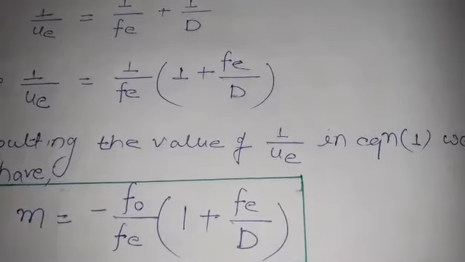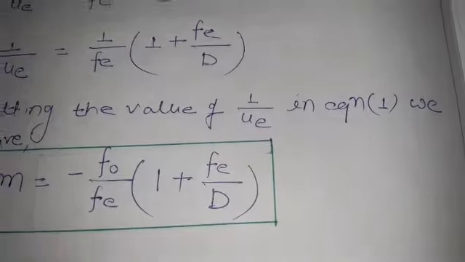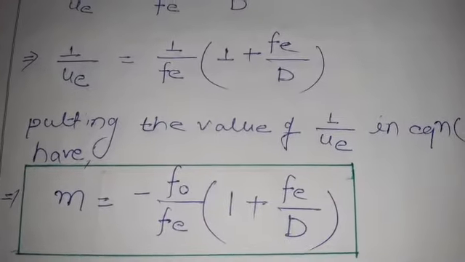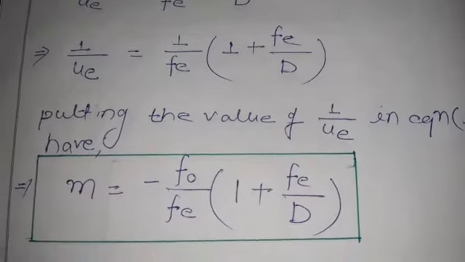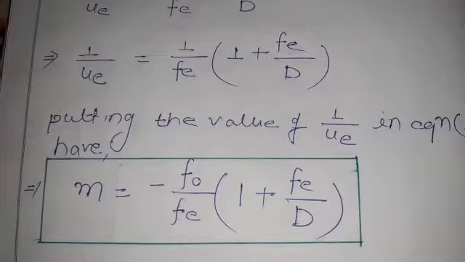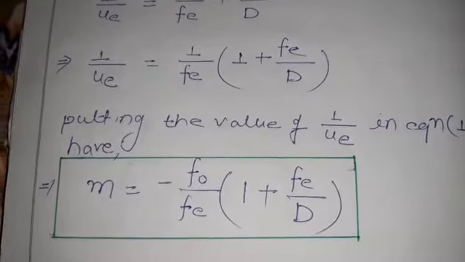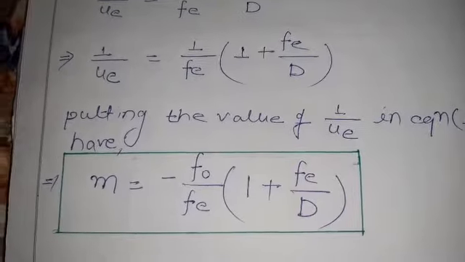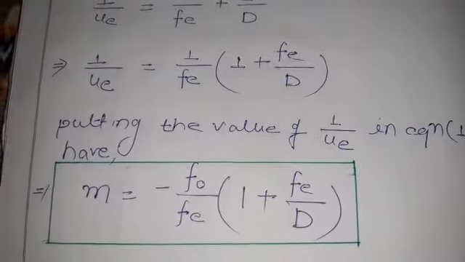Putting the value of this 1 upon ue in equation 1, we have m equals minus f naught upon fe into (1 plus fe upon D). So this is the angular magnification of the astronomical telescope when the image is formed at near point.